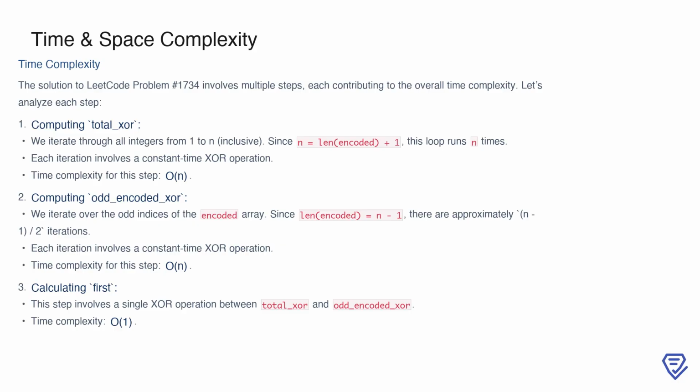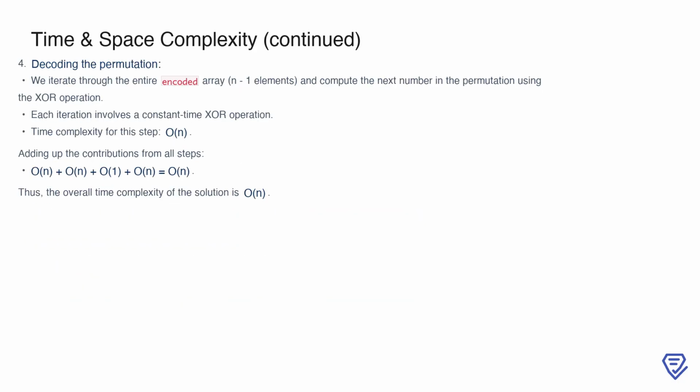Finally, we calculate the value of first by performing a single XOR operation between total_XOR and odd_encoded_XOR. Since this is just one operation, it has a time complexity of O(1). The next step involves decoding the permutation. For this, we iterate through the entire encoded array, which has n-1 elements, and compute each subsequent value in the permutation using the XOR operation. Each iteration involves a single constant time XOR operation, so this step also has a time complexity of O(n).